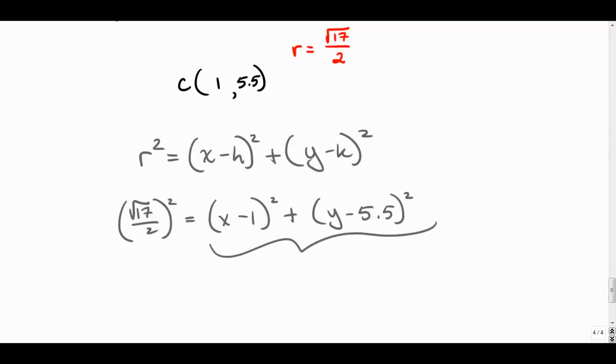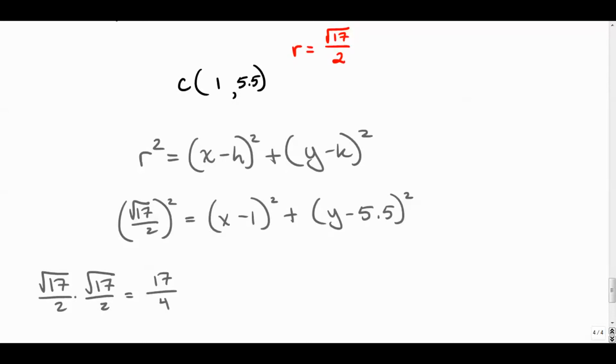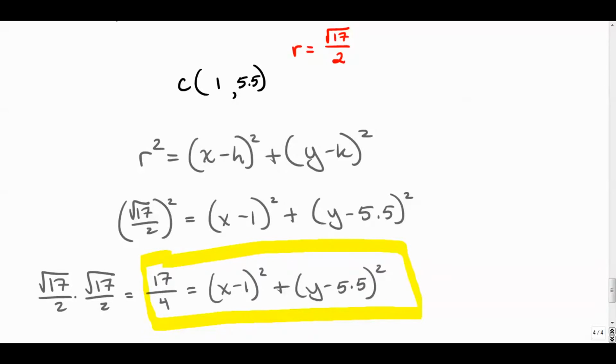This whole right side can't be simplified anymore, so let's just work on the left hand side. What we want to do is take the square root of 17 over 2, multiply it by itself. When you do that, you get the numerator to be just 17, the denominator is 4. 17 over 4 is r squared. And just rewrite everything else. And we are done. So this is our answer. Not as nice and neat as some of the other ones, but it's okay.